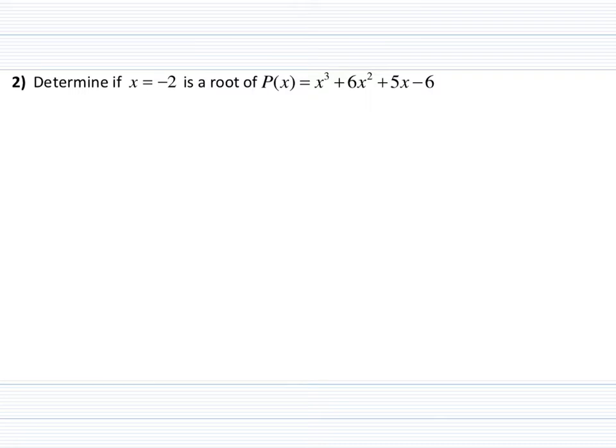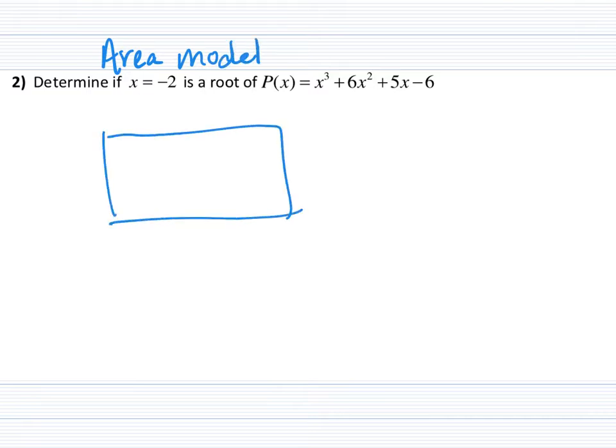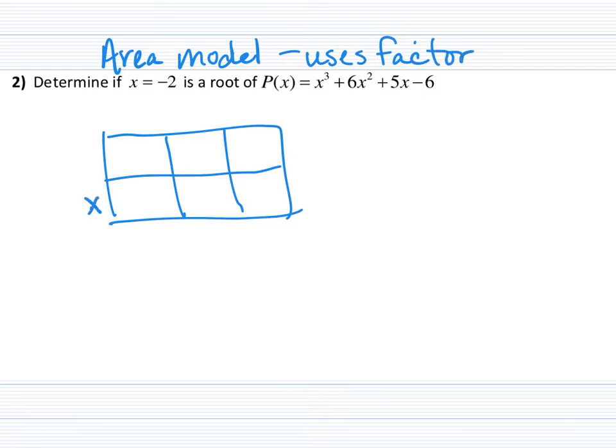So the area model is the next method. And here is where some people did not get their highly proficient. I'll show you why in a moment. So this uses the factor. So if the root is negative 2, the factor is x plus 2.